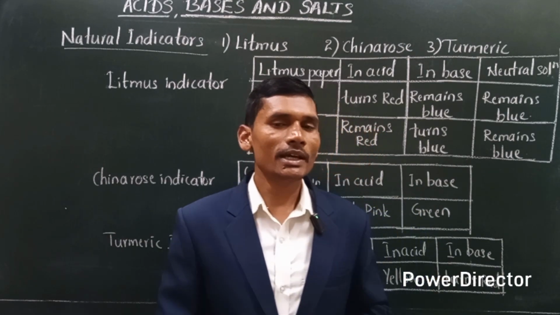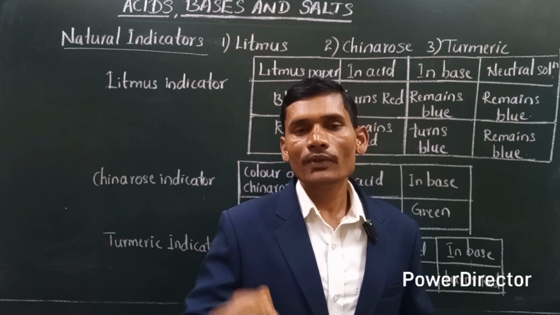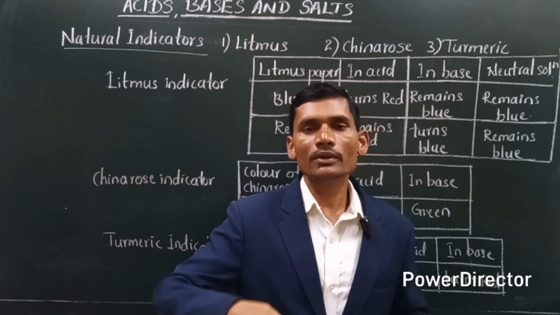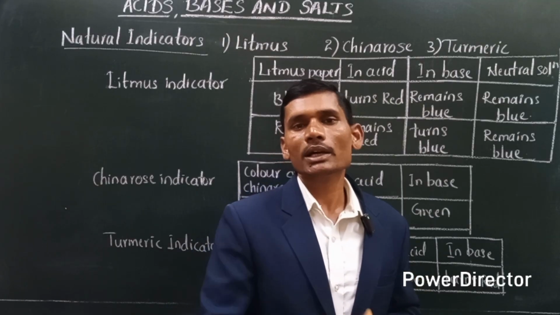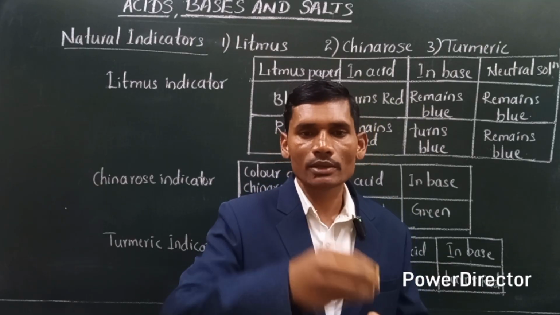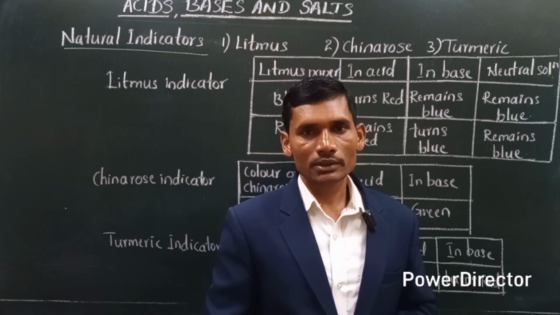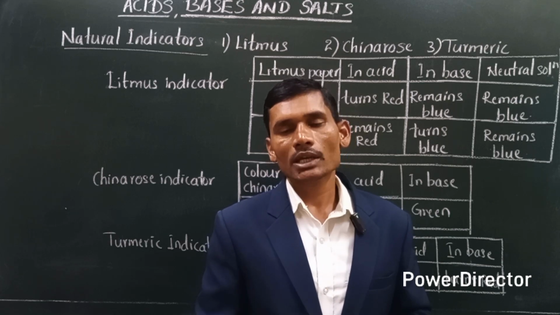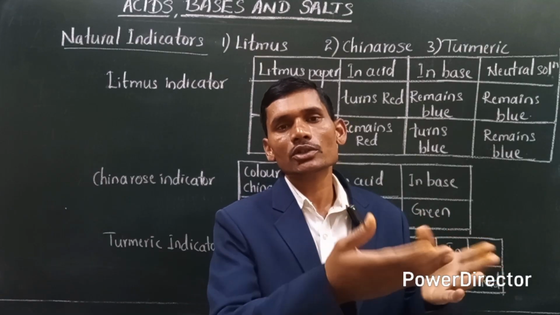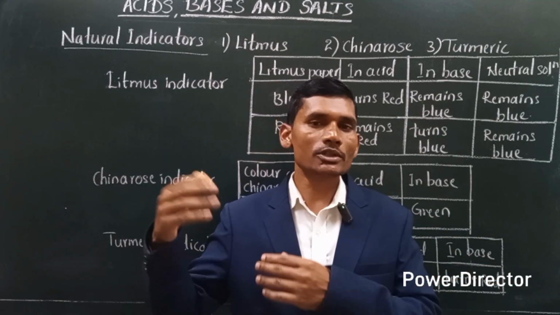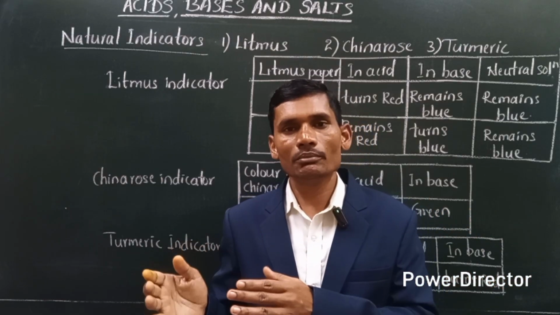First one, litmus. The litmus indicator is extracted from a plant called lichen. When it is taken out of that plant, the litmus indicator gives a mauve color, that is purple color, in distilled water. If you take this purple solution and add it to an acid, it turns red. If it is a base, it turns blue. The same purple color changes to red in acid and blue in base. Remember.